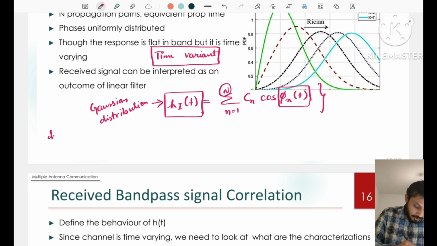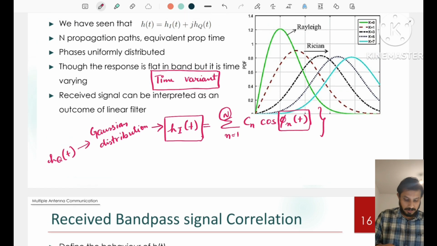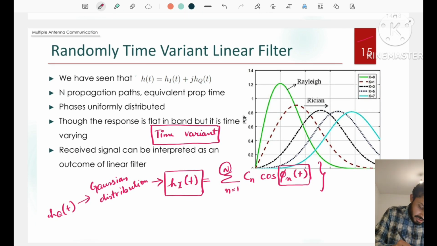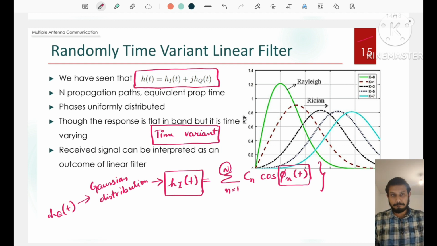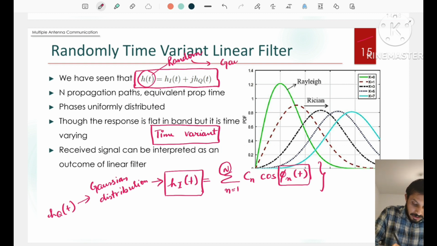Similarly, hq of t also follows a Gaussian distribution. So as a result of this expression, where h of t is equal to hi of t plus j hq of t, we say this h of t is random in nature and also follows a Gaussian distribution. So as a result, we have randomness in the channel.